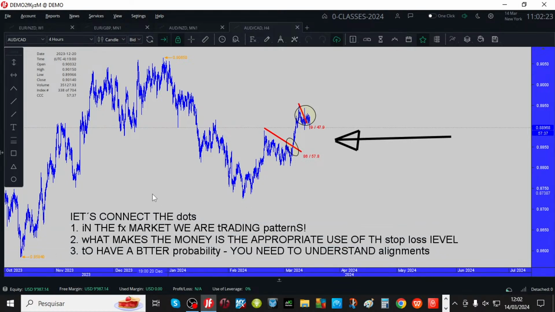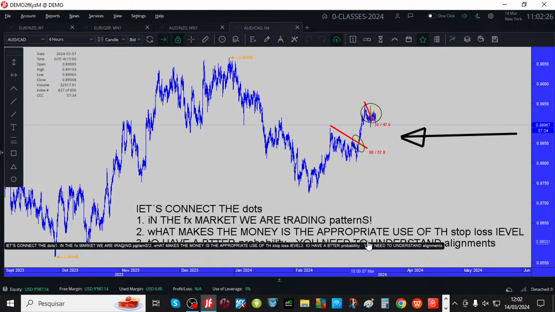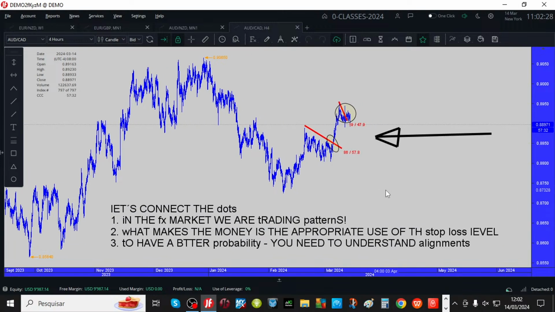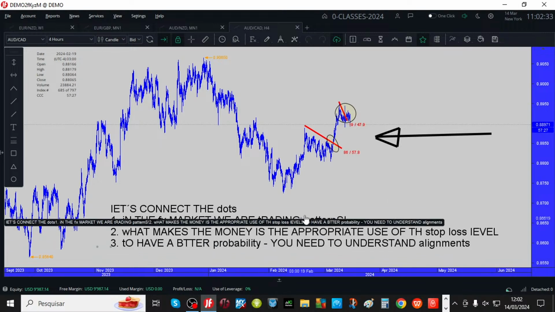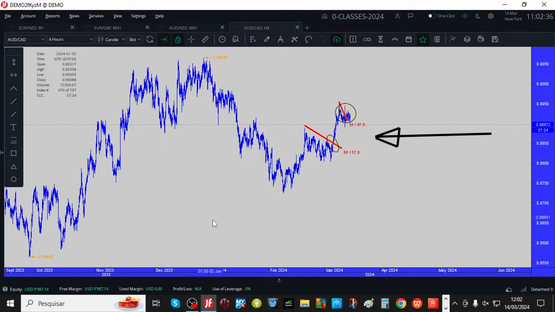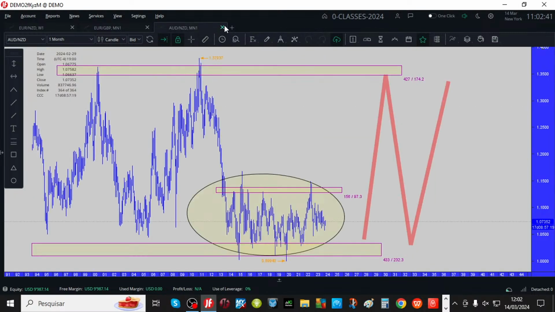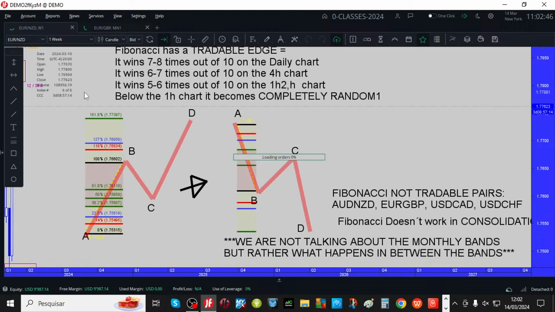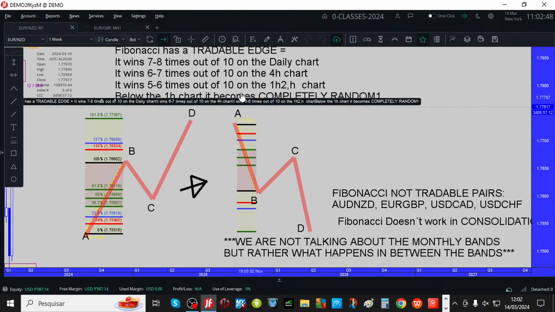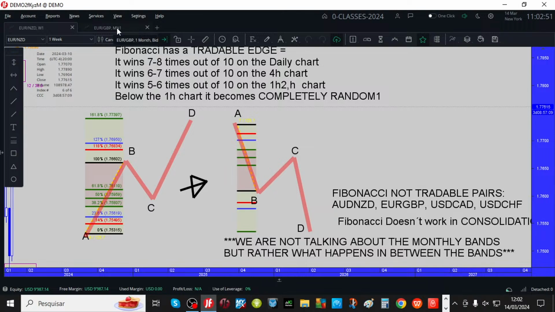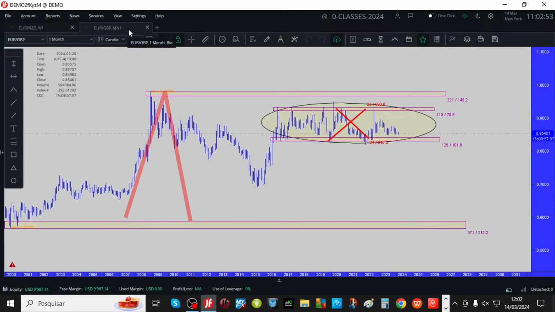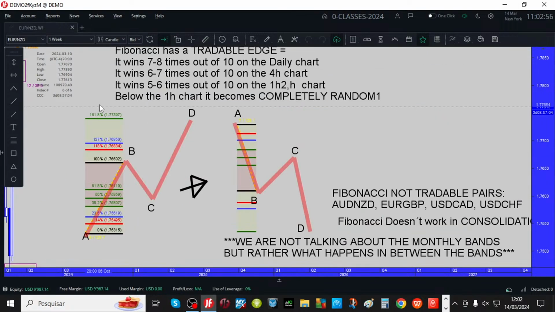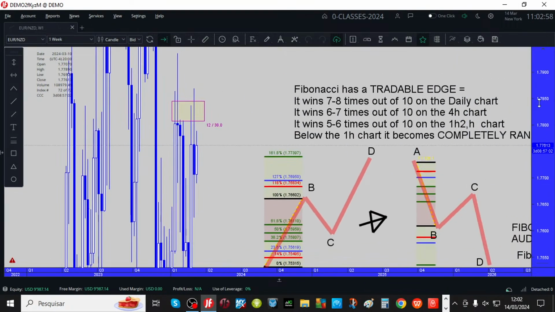Alright, so let's connect the dots. In the Forex market, we're trading patterns. What makes the money is the appropriate use of the stop loss level, and to have a better probability, you need to understand alignments. Alright, so this was AUD CAD, AUD NZD, and we were at Euro New Zealand. Euro New Zealand weekly chart. Oh, Euro GBP. What? We don't have Euro New Zealand?